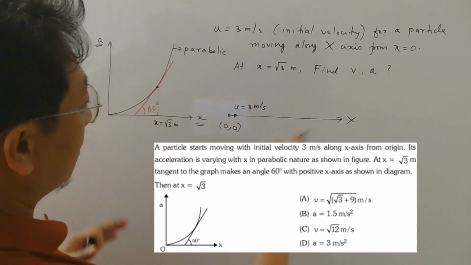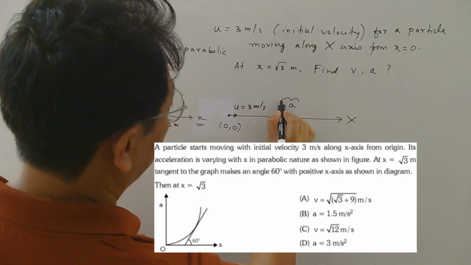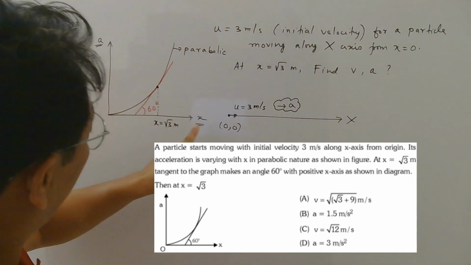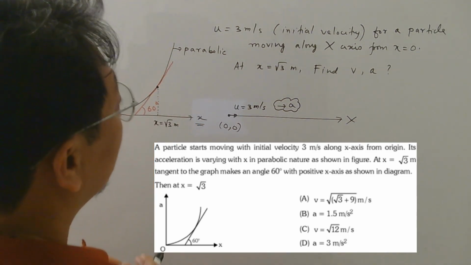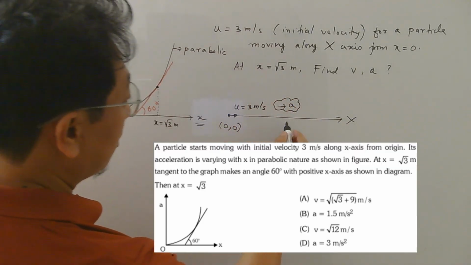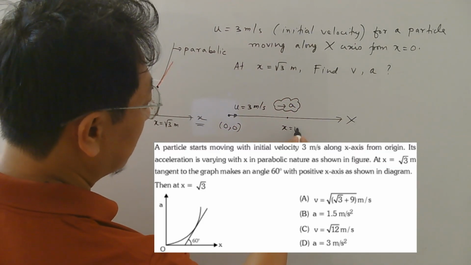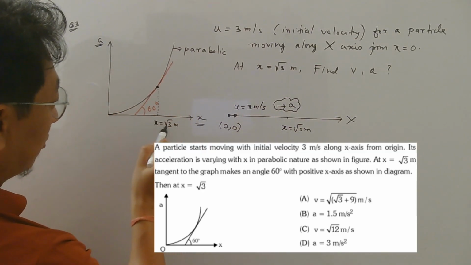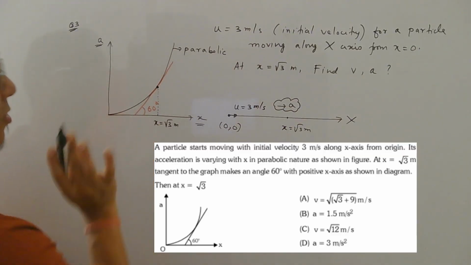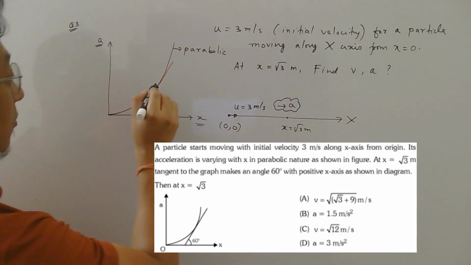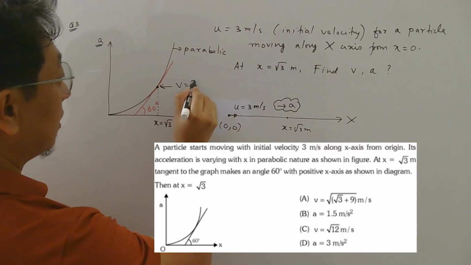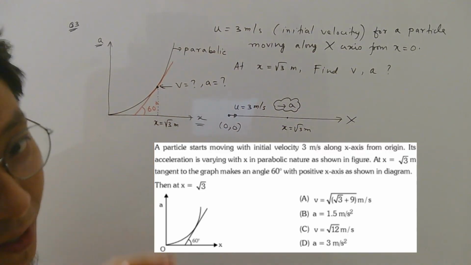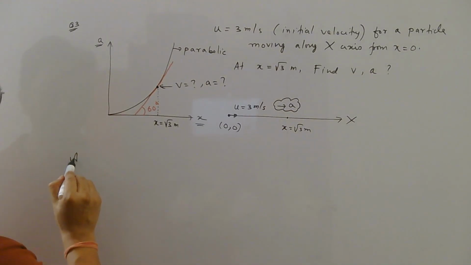And as it moves, there is some acceleration, and that acceleration is not constant, remember, it is variable, and how it varies with x they have given in the graph. Now at x equals root 3 meter, somewhere here let's say, the tangent to this graph at this point x equals root 3 makes 60 degrees, is also given. So at that point we have to find the instantaneous velocity and acceleration of the particle.